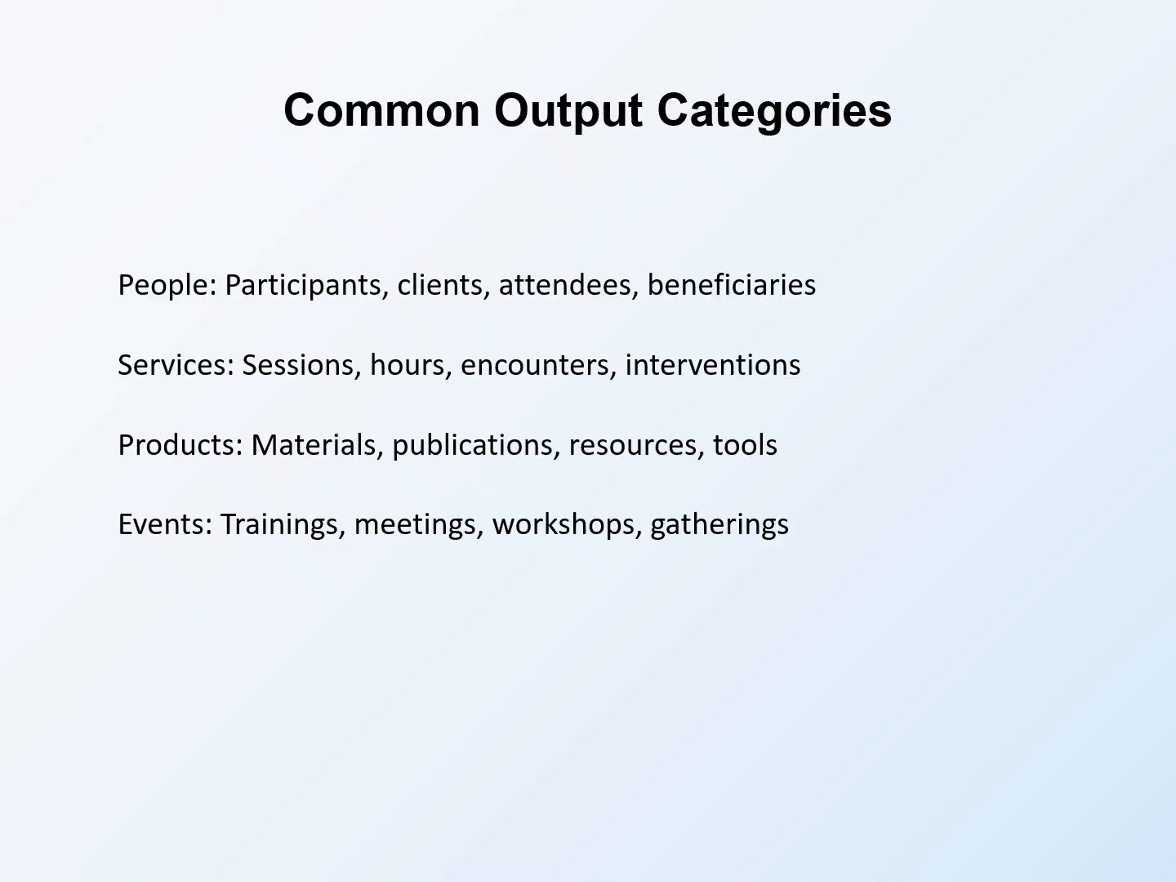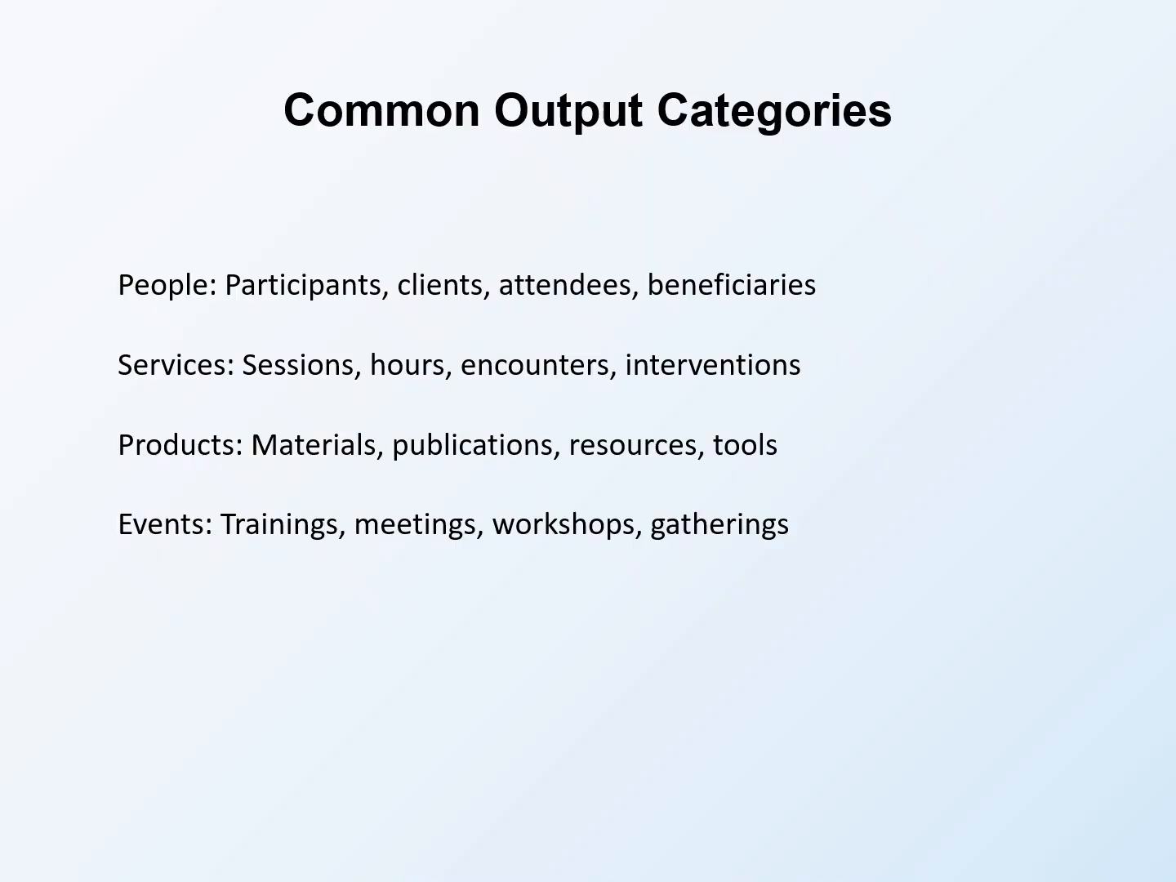Most outputs fall into a few common categories that provide useful organizing frameworks. People outputs count participants, clients, attendees, and beneficiaries. Unduplicated counts identify unique individuals served. Duplicated counts may count the same person multiple times across services. Service outputs count sessions, hours, encounters, and interventions. These measure volume of service delivery. Hours of service and number of sessions are common service outputs.